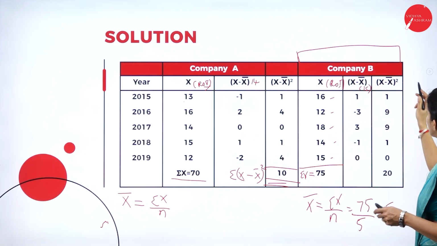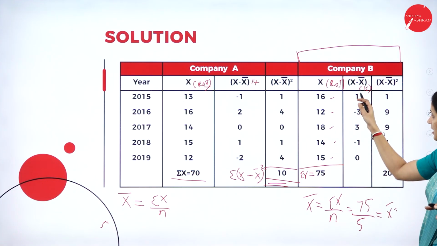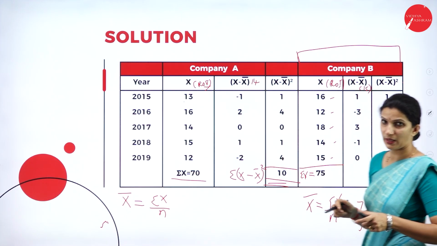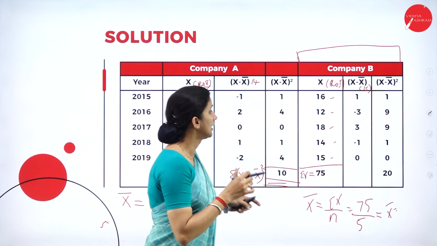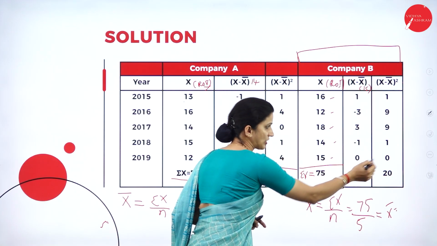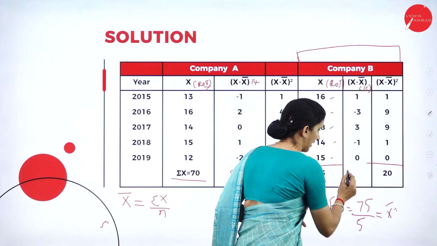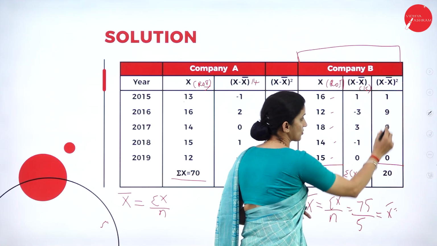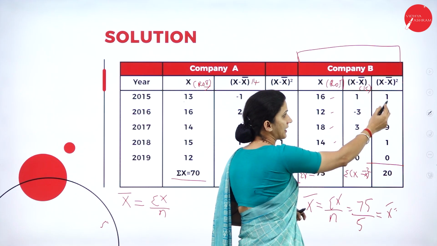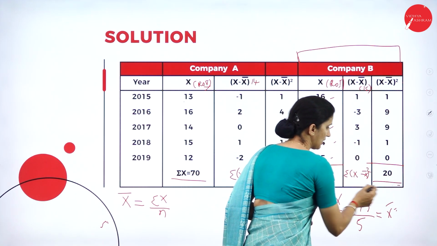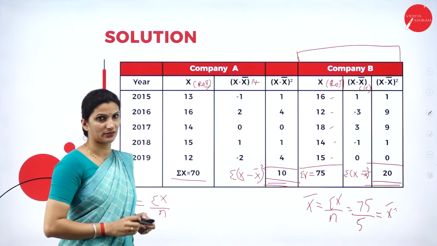So now we'll find x minus x bar square. We'll find the square of these. 1 into 1 is 1. Minus 3 into minus 3 is 9. Then 3 into 3 is 9. Minus 1 into minus 1 is 1. 0 into 0 is 0. So now we need sigma x minus x bar square, so we'll do the total. 9 plus 1 is 10, 19 plus 1 is 20. So your sigma x minus x bar square is 20.